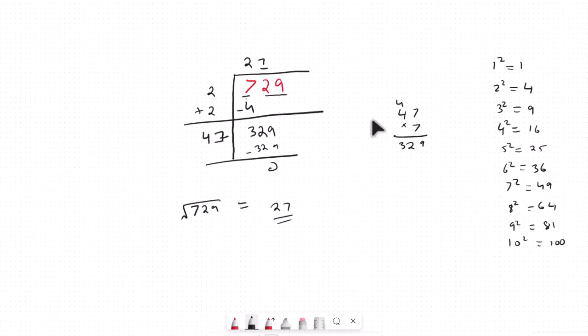And to double check your work, what you can do is just multiply 27 with 27, and you should get 729. And this is how we can test our results.